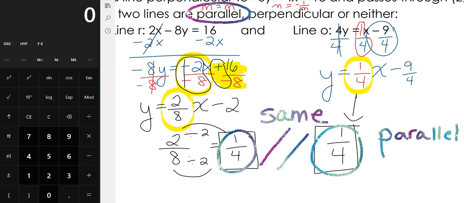Now remember, you had to simplify the slope here, the 2 over 8, in order for you to realize that they're both 1 over 4 slopes. So make sure that you always look at your slope and check to see if you can simplify it.